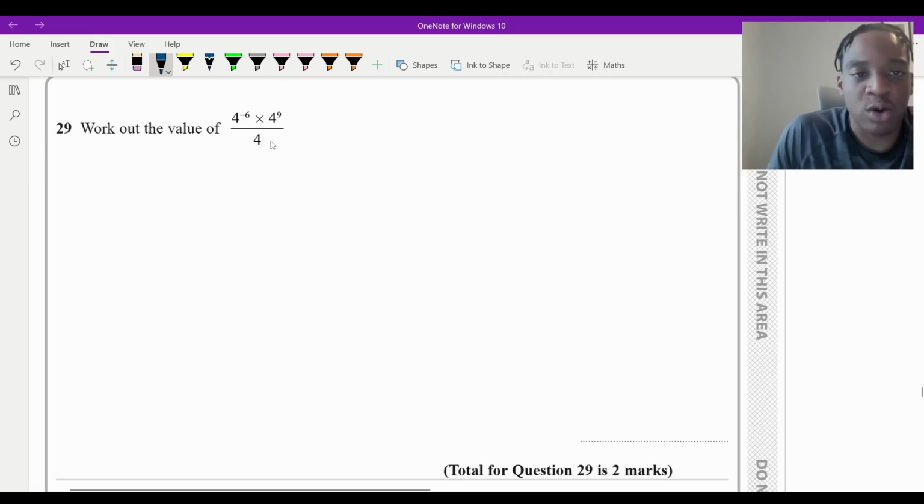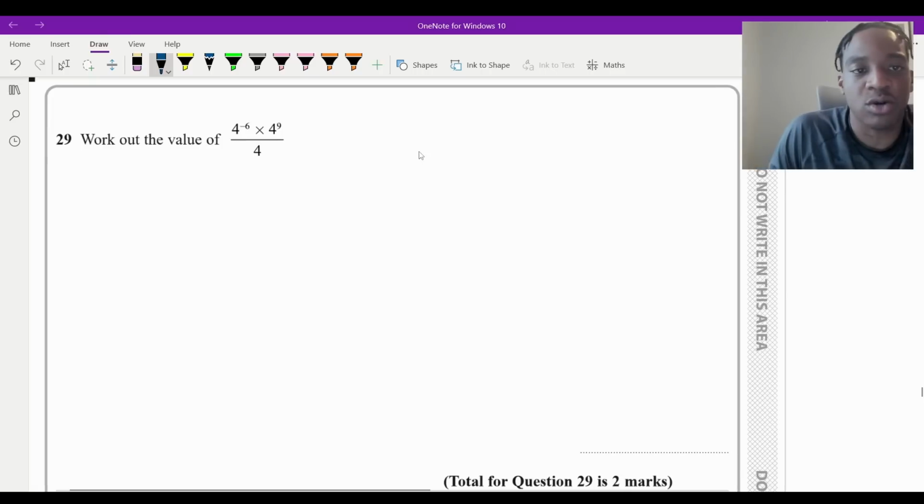So with this one, what I'll do is I'll just start with the numerator. Let me just scroll up a little bit. So it's going to be 4 to the minus 6 times by 4 to the 9, which is what I need to work out.